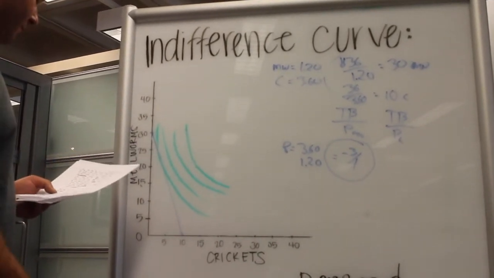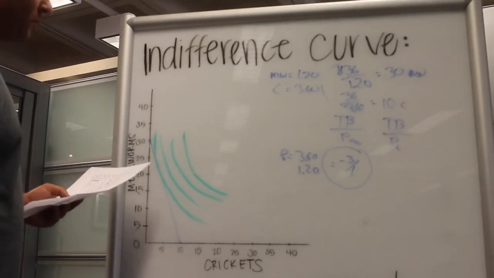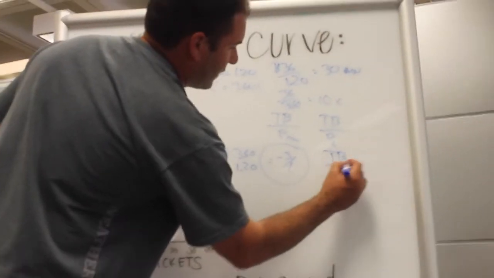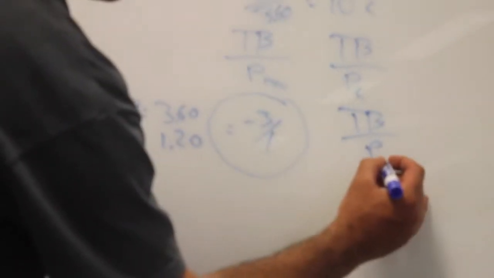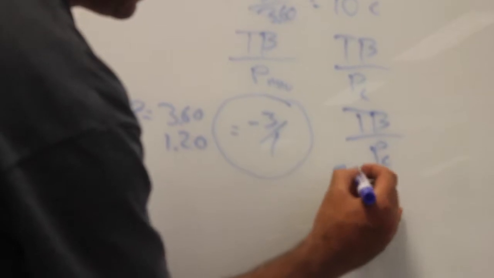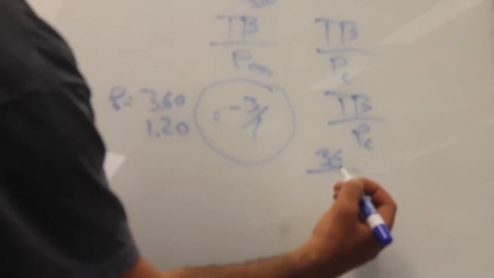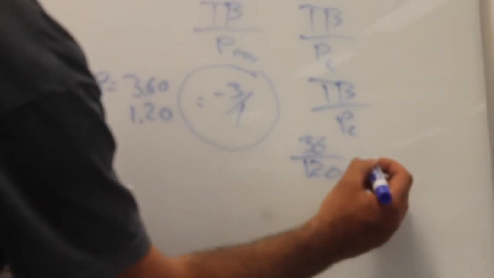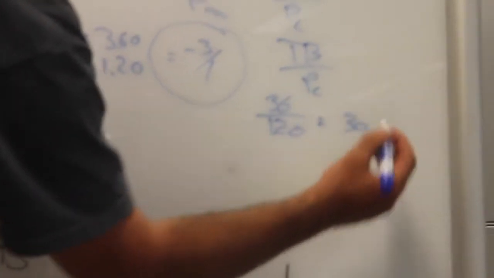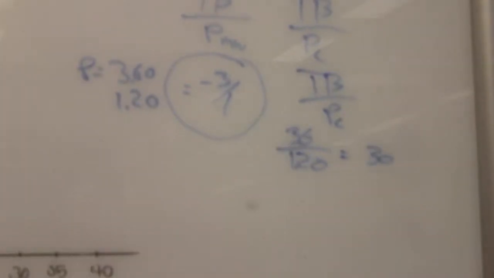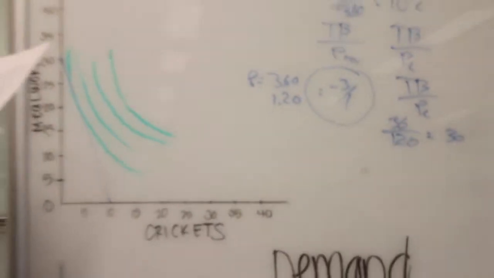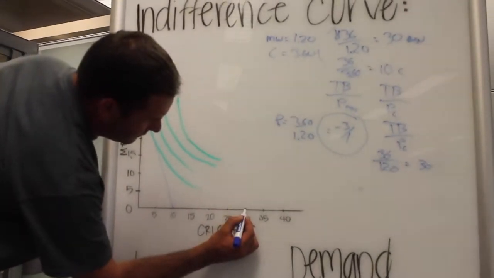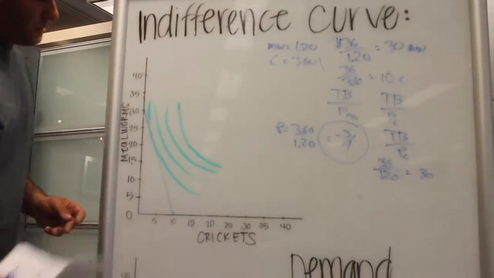Okay, now let's say the price of crickets drops to $1.20 a box. So now we have our total budget and our price of crickets dropping. So we have 36 over, let's say, $1.20. This makes it so we can buy 30 boxes of crickets too. So that will put our new x-intercept at 30, and it will make a new budget line.